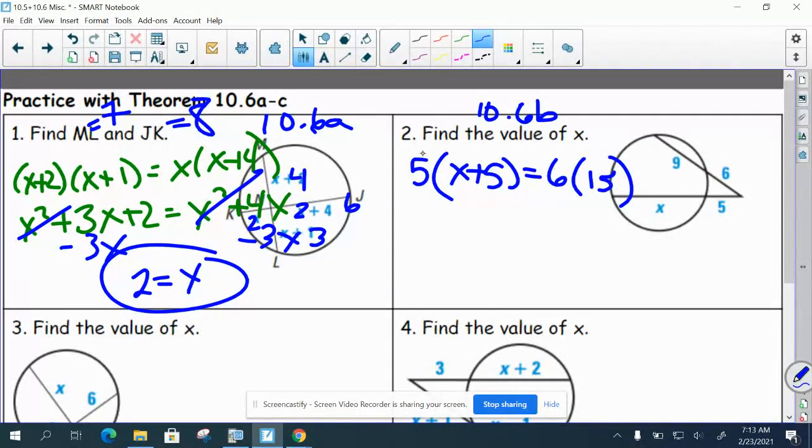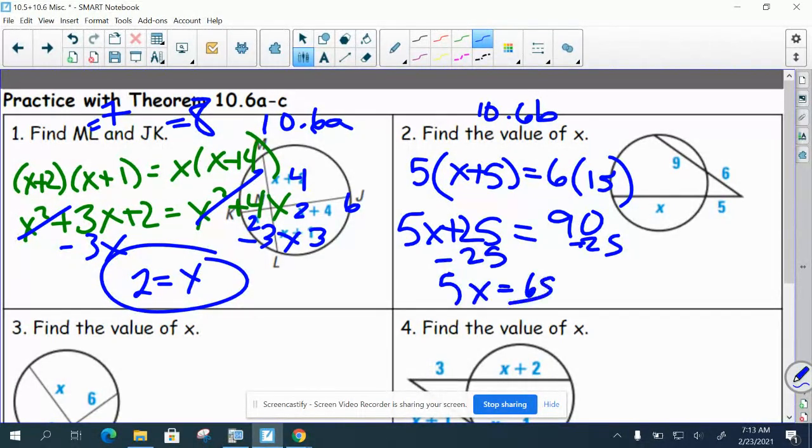All right, go ahead and distribute the 5. If you wanted to, you could divide it by the 15, but if you don't want to, that's okay. And then 6 times 15 is 90. Subtract 25. You get 5x is 65. Divide by 5. And I think that's 13.